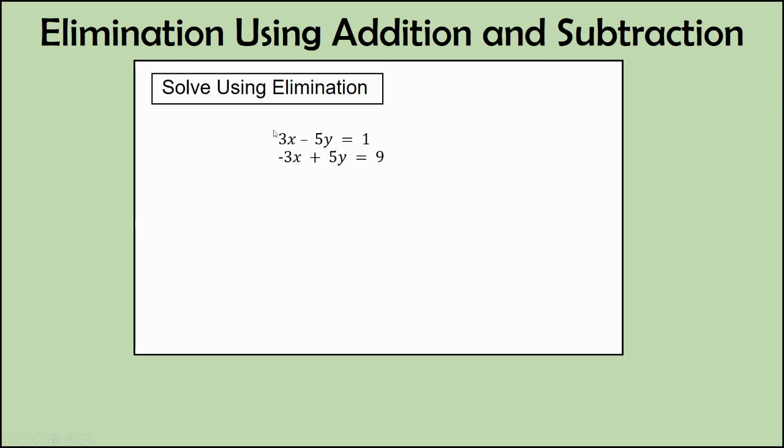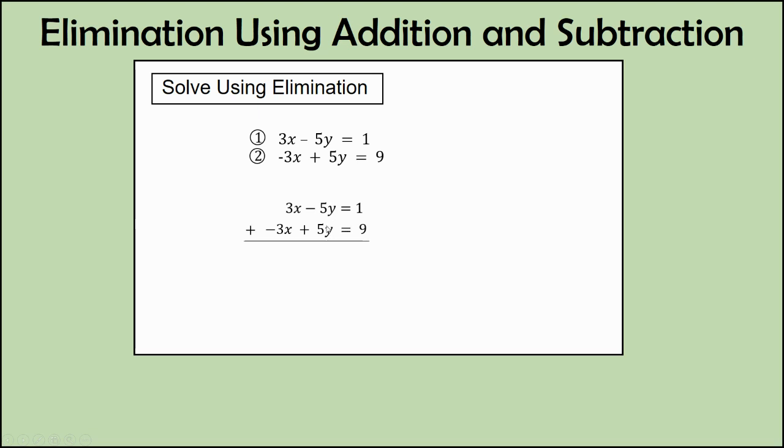Okay. One last time here. Looking at your equations, make sure we're all lined up first: x terms, y terms, equals, numbers. We're good. Look at our x terms here. One's positive 3x, one's negative 3x. So I know I'm going to add these two together to eliminate the x term. Notice that the y term is really a negative 5y and a positive 5y.